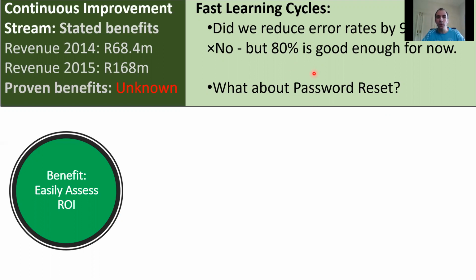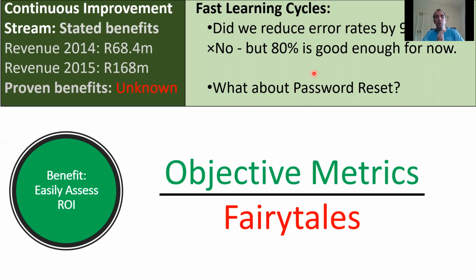Okay, so let's get back to password reset. But before we do so, the final point here: we want objective metrics instead of fairy tales. Most business cases are fairy tales. We do this, we'll save all this money, but I've never ever worked in a business case where afterwards someone was able to say, yes, we achieved that, we got that saving. It's often incredibly hard to actually do it in financial terms, but we can show value in other ways.